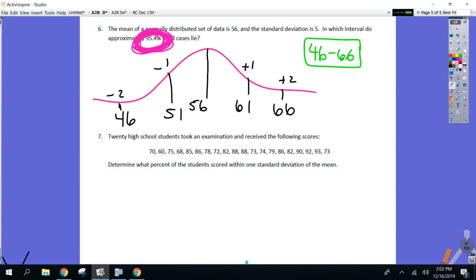20 high school students took an exam. I want to know what percent of students scored within 1. Remember what within 1 meant. Now, it doesn't say normally distributed, does it? No. Okay, so no curve. Within 1 means I'm going to take the mean, whatever the mean is, and add 1 standard deviation and subtract 1. Where am I going to get all these numbers?